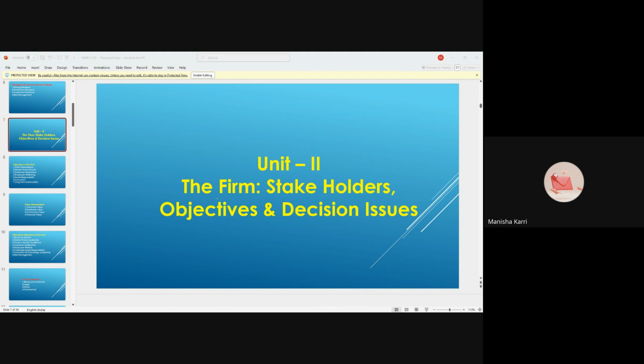So, what are stakeholders? Stakeholders are individuals or groups that have an interest or stake in the firm's activities and their outcomes. They can be classified into internal and external stakeholders.